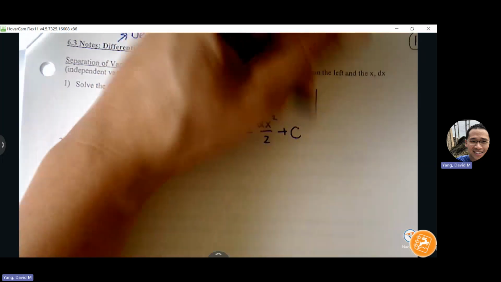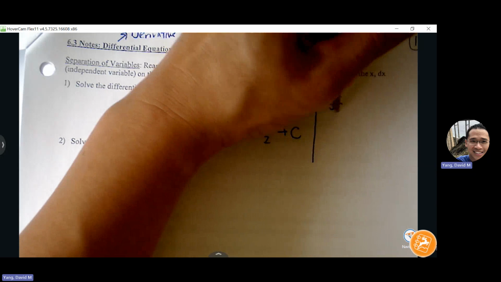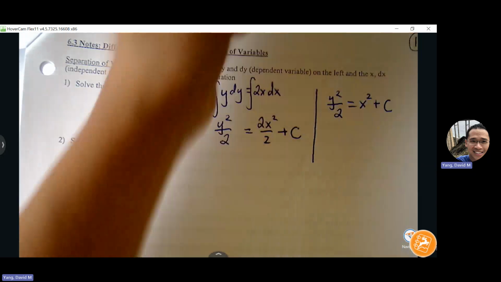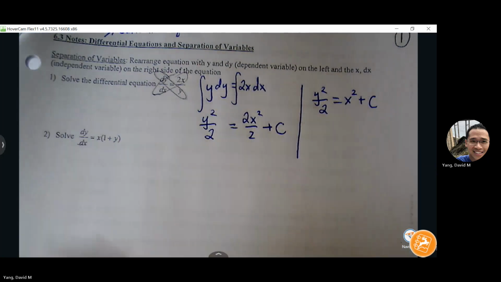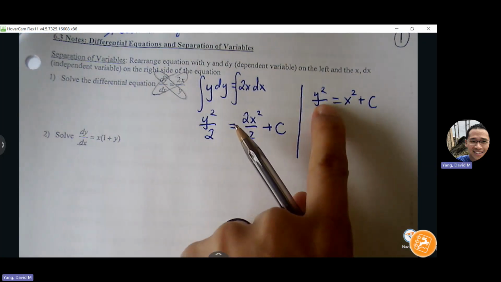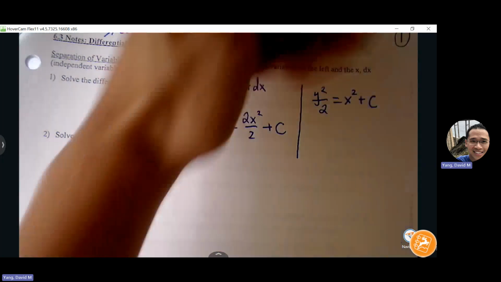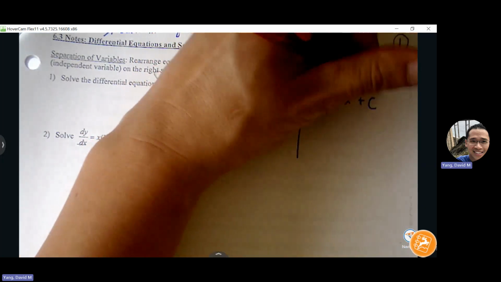Yeah, we can do a little bit of cleanup. We can make it y squared over 2 is equal to x squared plus c. Okay, there's one more thing that we can do. Eventually, we're going to solve for y, but for now, let's just get y squared by itself. To get y squared by itself, I can multiply the entire equation by what? By 2.